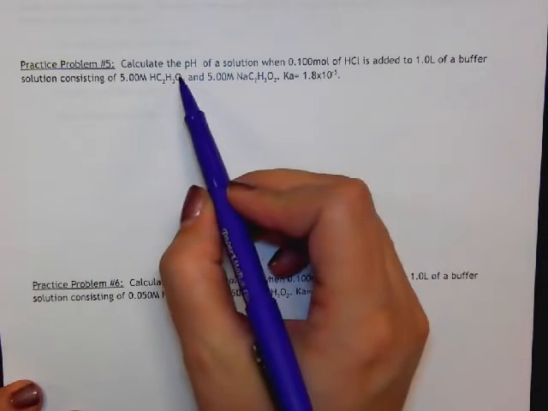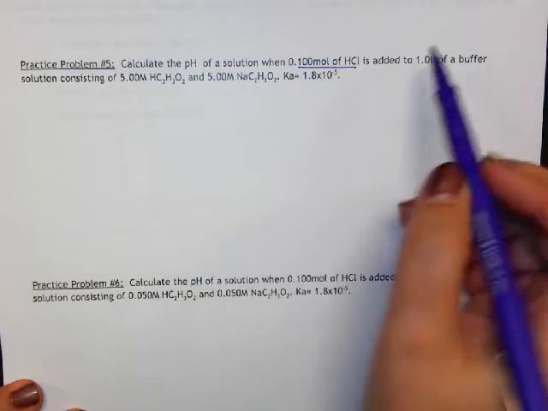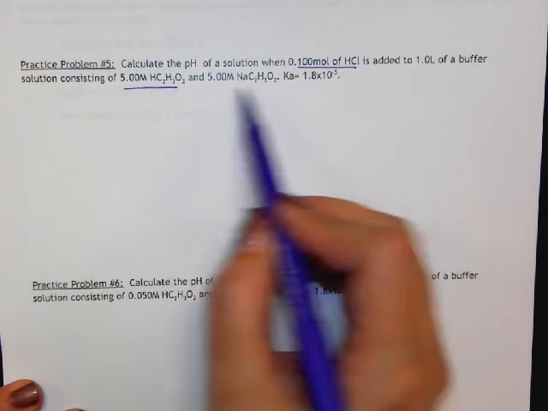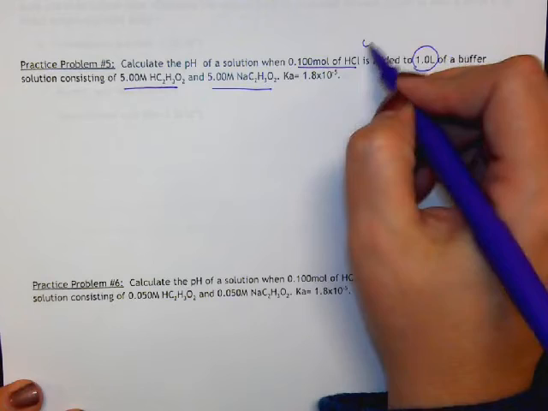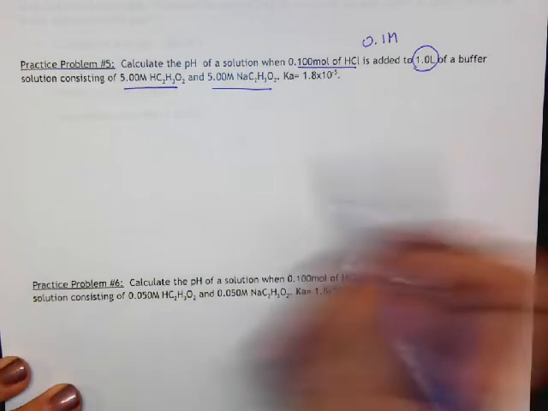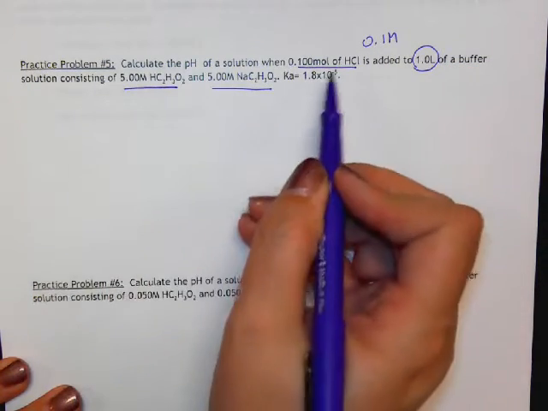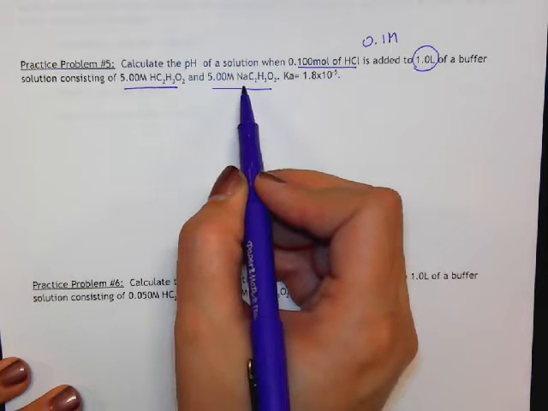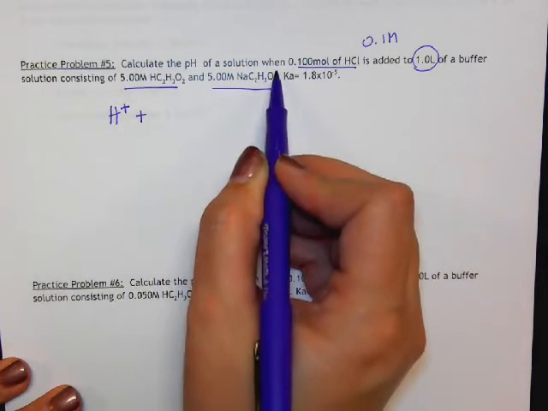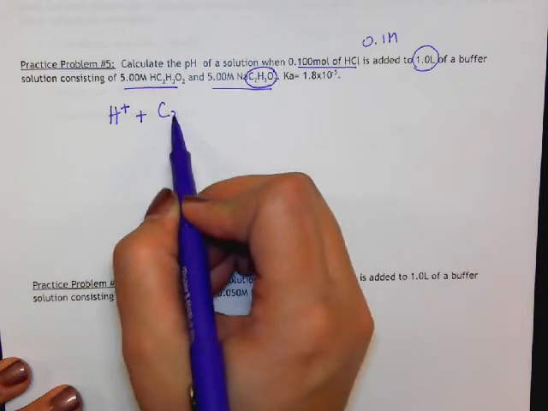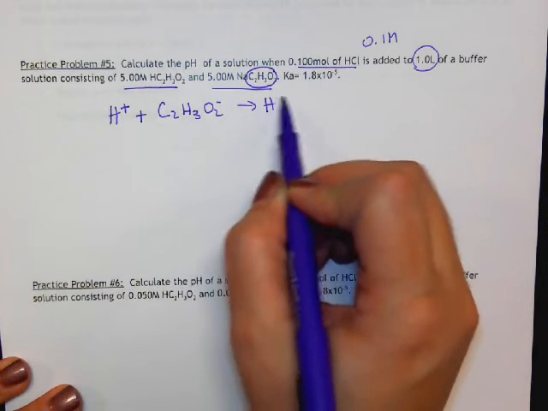Alright, so let's look at another one. We're going to calculate the pH of a solution when we have 0.1 moles of HCl added to 5 molar and 5 molar, and it's 1 liter, so that's the same as 0.1 molar. Right, we do have to have the same units. So in this case, we're adding our acid to this buffer solution. So we have our strong acid as our hydrogen ions. It's going to react, of course, with our base, which in this case is our acetate ion, and we're going to form more acetic acid.